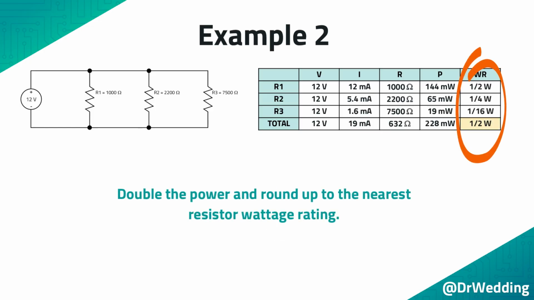In this series, I am using a safety factor of 2, but your professor or textbook may use a different safety factor. Because the safety factor is 2, you double the power and round up to the nearest resistor wattage rating. The total wattage rating is not a resistor wattage rating. It is the minimum power the supply must be able to deliver in order to power the circuit. Some people may use a safety factor of 2.5 or 3 for this one value.